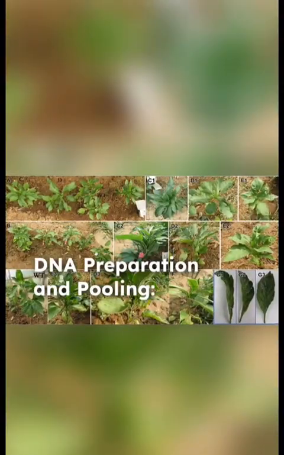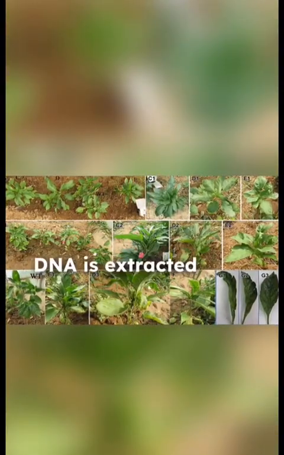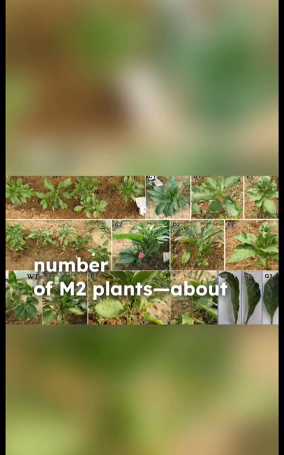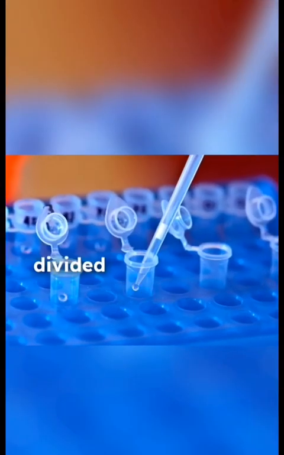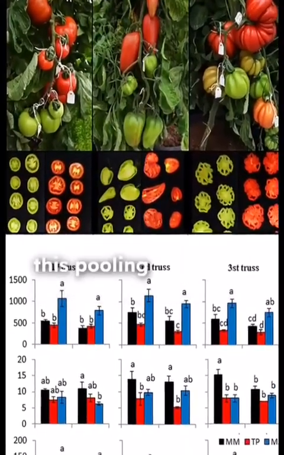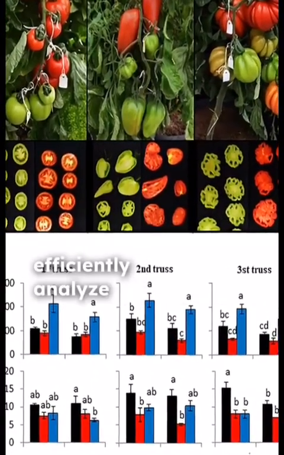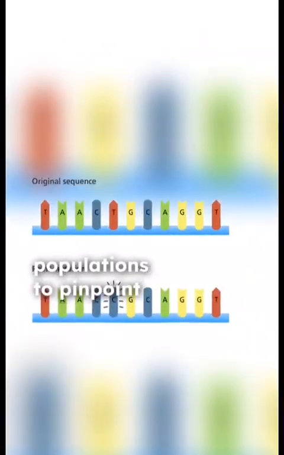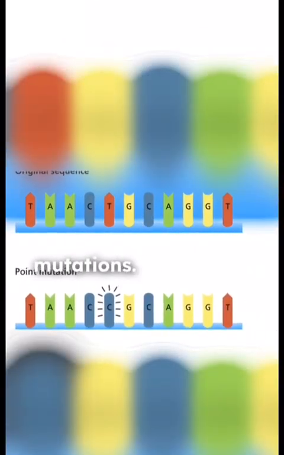DNA preparation and pooling. DNA is extracted from a large number of M2 plants, about 15,000. The extracted DNA is then divided into smaller pools. In tomato research, this pooling step ensures we can efficiently analyze large populations to pinpoint useful mutations.